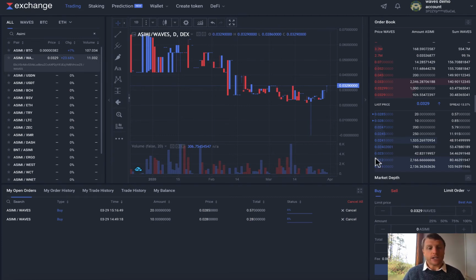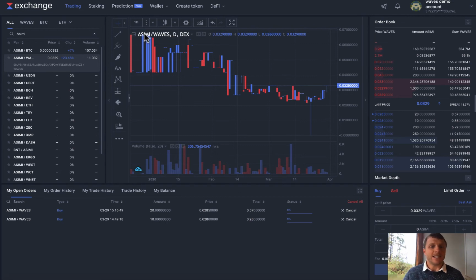Now, let's move over to the right-hand side, and this is where you see your order book. The order book is all of the orders that are in the system to buy or sell that token at that time. The way that we determine if we're buying or selling the token is the way that it is listed here.